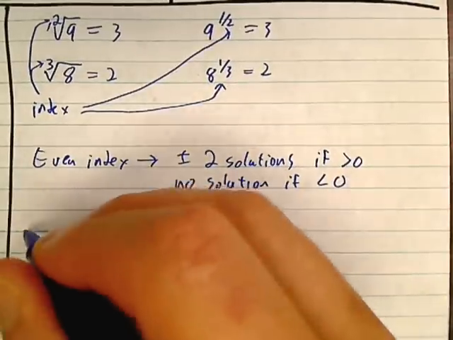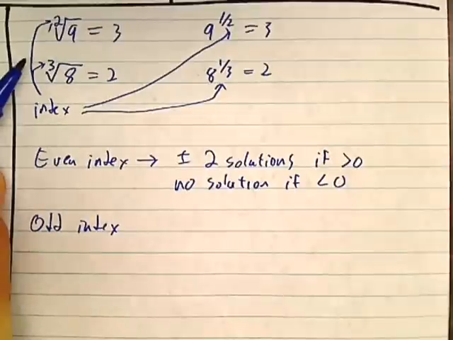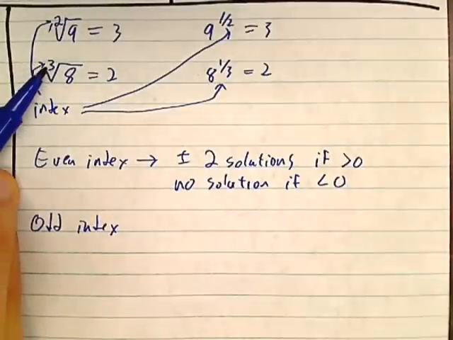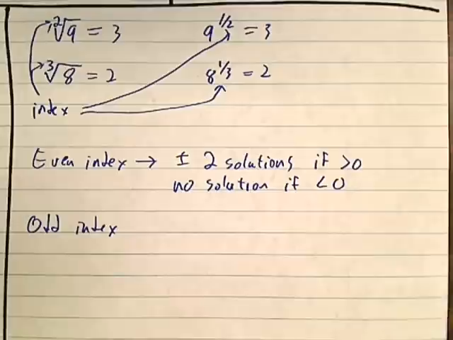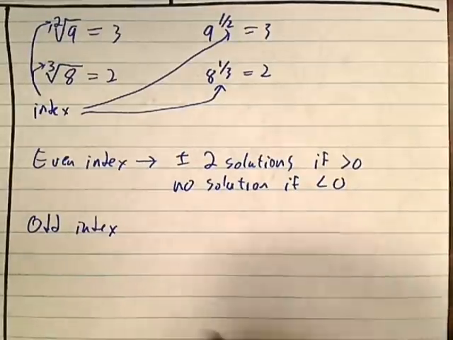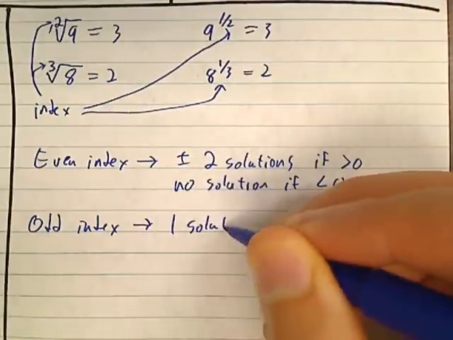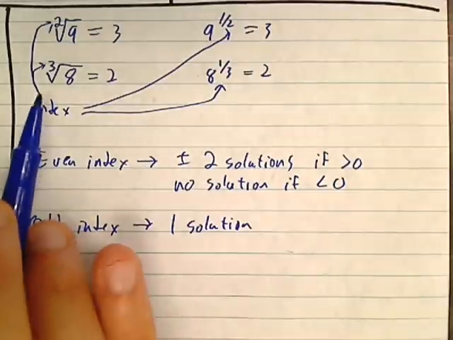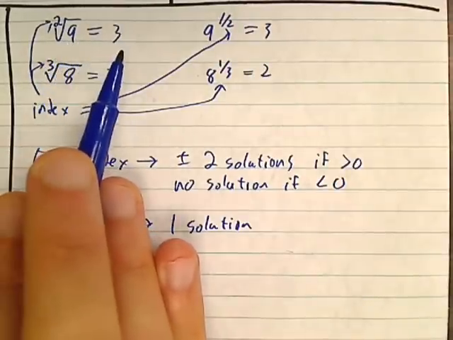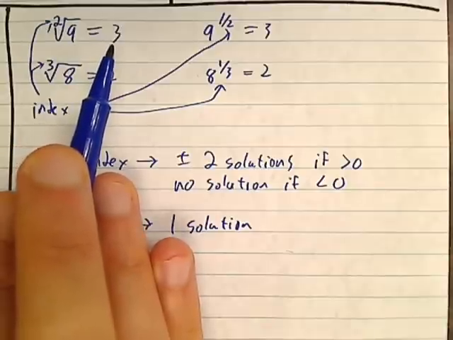Let's look at an odd index. Okay, this would be like the third root. 3 is an odd number. It would be like the 5th root, 7th root. If I put a number there that's odd, well, that's what will happen here. There is one solution. Okay, so let's look at an example of that, kind of like here. The square root of 9 could have been positive or negative 3. We usually assume it's the positive one, but just for, you know, overall, we could say it's positive or negative 3.